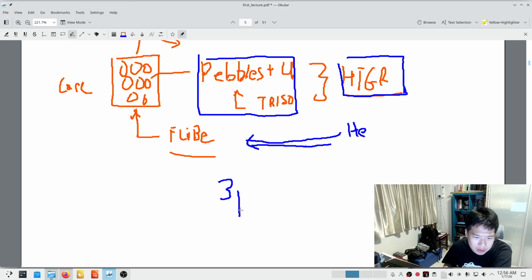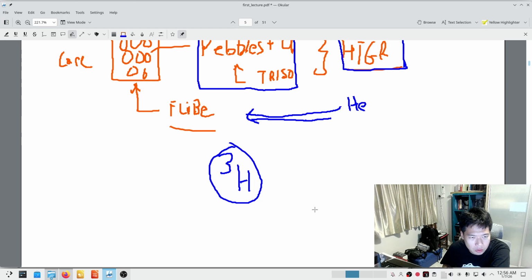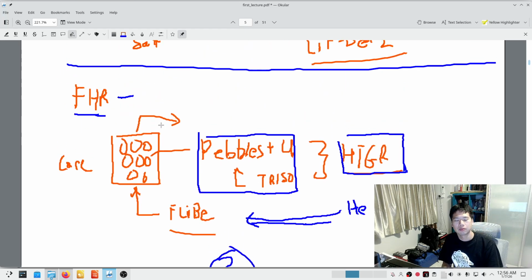Tritium is hydrogen-3, a radioactive hydrogen commonly used as fuel inside fusion reactors. But this is what the FHR does. There are some safety benefits because helium doesn't trap fission products as well as flibe. So flibe acts as an extra barrier between all the radioactive material inside the TRISO and the surroundings. So this is a molten salt solid fuel reactor.